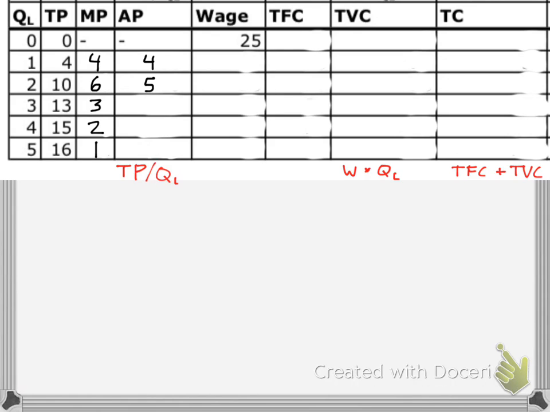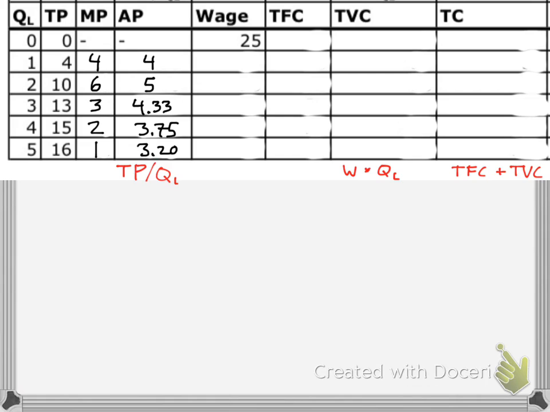Now you do 13 divided by 3, which would give you 4.33. Then 15 is the total product you produce, and you have 4 workers now. So the average product you produce is 3.75 per worker. And then you have 16 divided by 5, which gives 3.2 per worker. So realize that the more workers you have, the less average product you're getting. But we'll deal with that later.